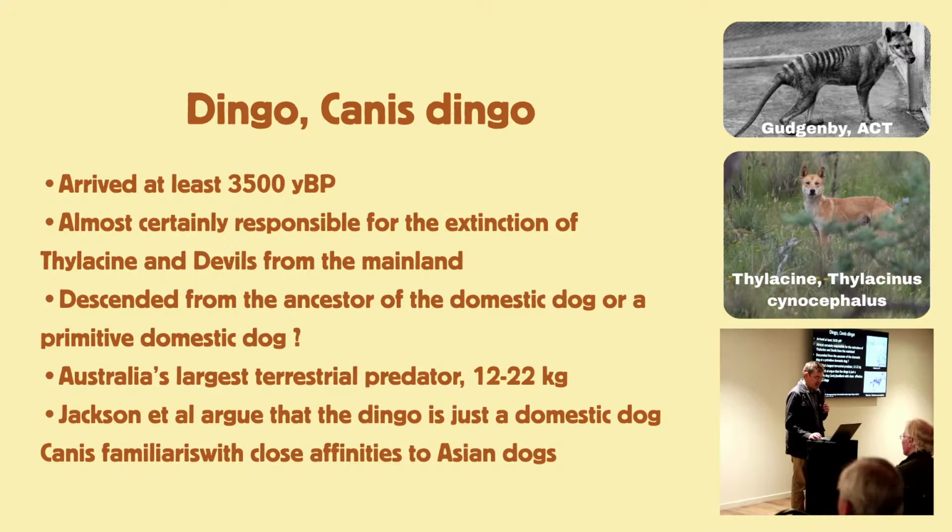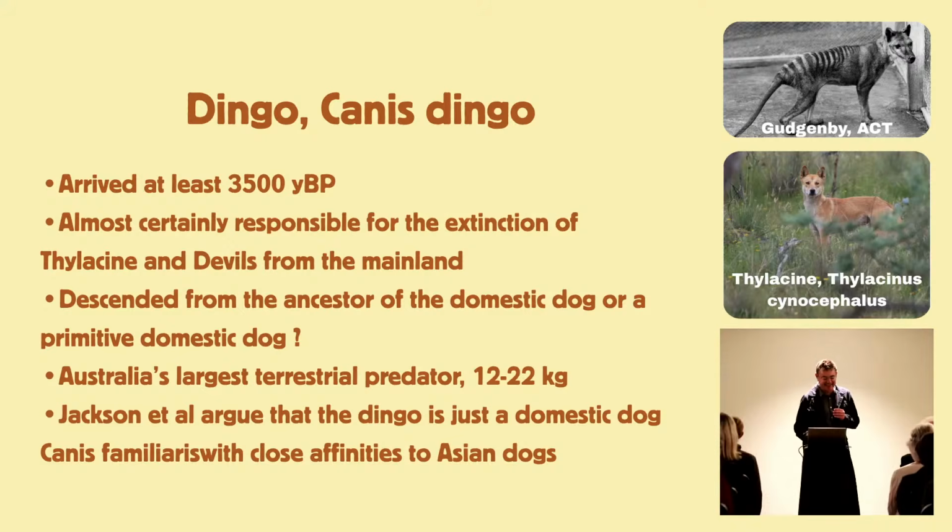As Kylie was talking about before, we think that they're descended from the ancestor of a domestic dog, or a primitive domestic dog, but we're not really sure. Primitive dog? Well, it's confusing, isn't it? It's hard. At the moment, they are Australia's largest terrestrial predator, but they're not our largest predator. I mean, they get done by crocodiles.